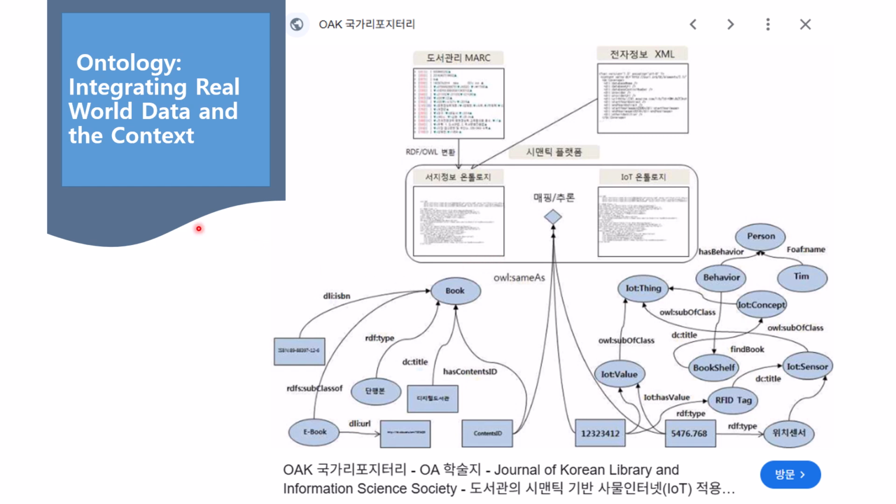So the ontology is integrating real world data and generating the context. This shows the relationship of the nodes and entities and the terminologies there. And then it finally generates a semantic process, a semantic platform for operating the enterprises.